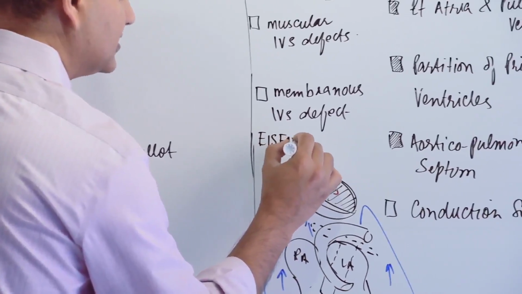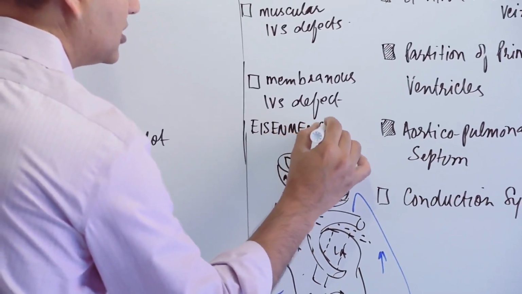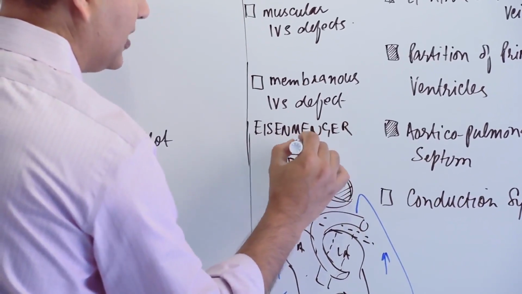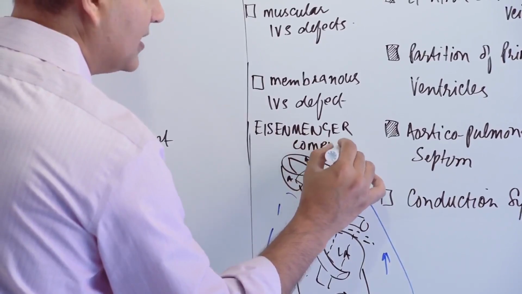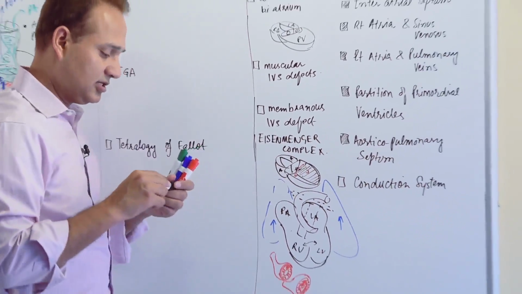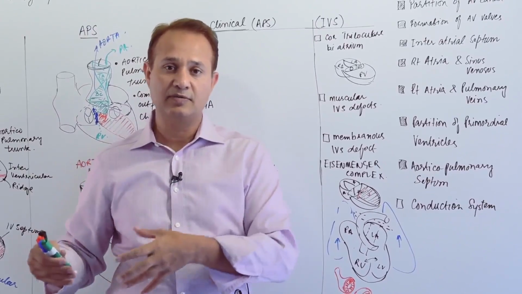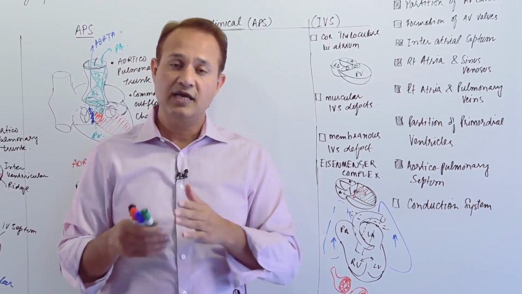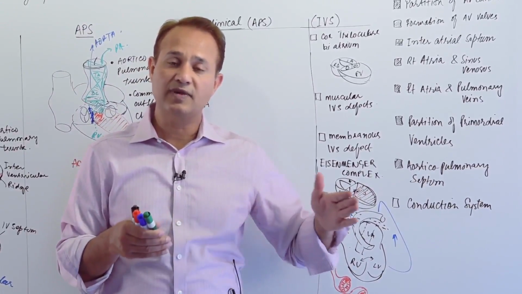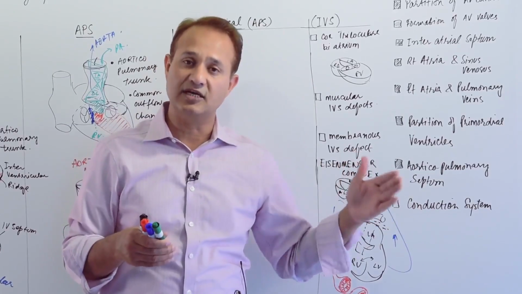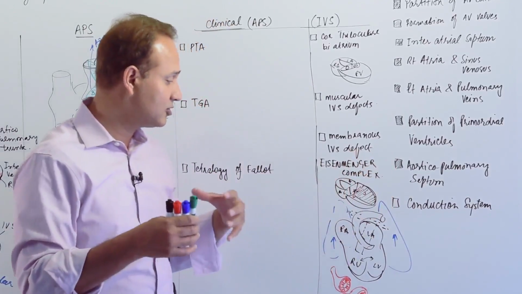E-I-S-E-N, Eisenmenger complex, and this will make a blue kid instead of a blue baby. Blue babies are blue or cyanotic after birth. Here there is a baby who was fine for many years and then started becoming cyanotic or blue. So you have to be able to differentiate it.